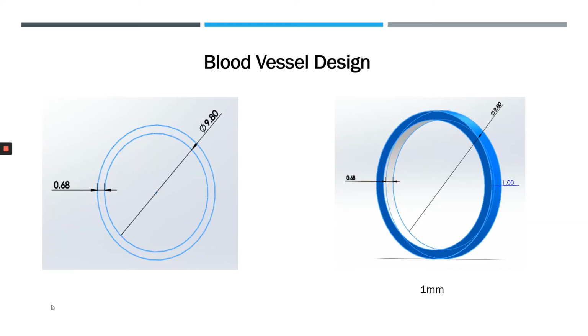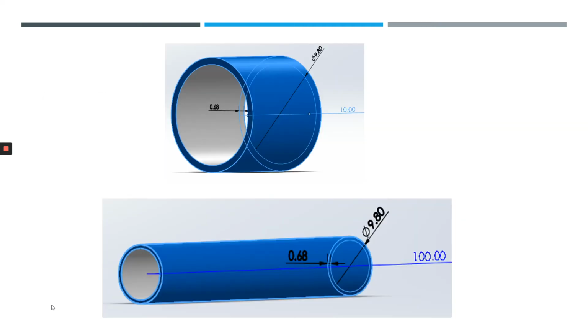So from the previous specifications on the slide before this one, I started my initial design in SolidWorks using the inner diameter of 9.8 and then the wall thickness of 0.68. We then needed to create 3 different lengths for each material. We needed a 1 millimeter length as seen on the right, a 10 millimeter length as seen on the top, and then a 100 millimeter length as seen on the bottom.